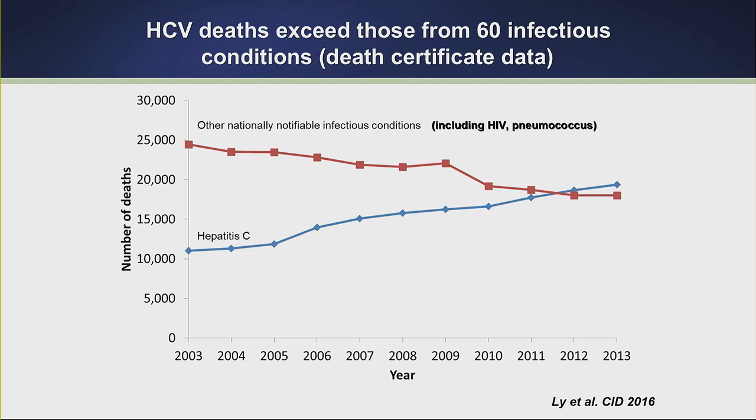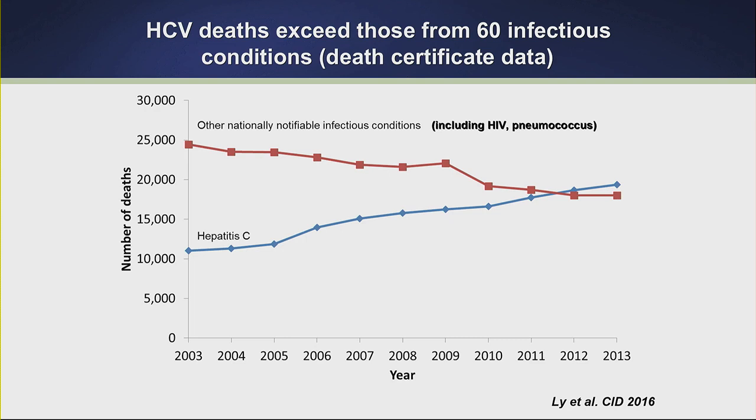And here we're seeing the lines cross between the number of deaths of HIV listed on a death certificate in our country versus hepatitis C listed on a death certificate. And you see those lines crossed a long time ago, and these are new lines that show 59 other infections, 59 of them. Now, some of them don't kill you. They include notifiable conditions like chlamydia and whatnot. But still, there's tuberculosis on this list, pneumococcus, and other things. And so those lines crossed in 2012.